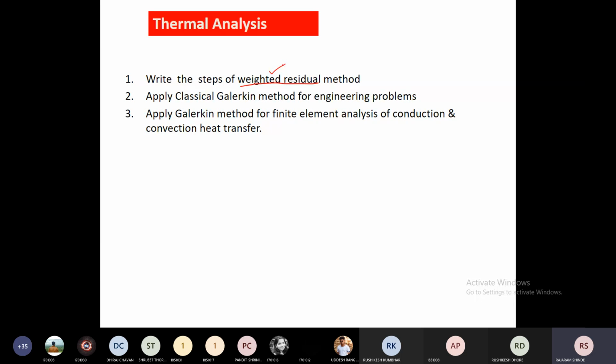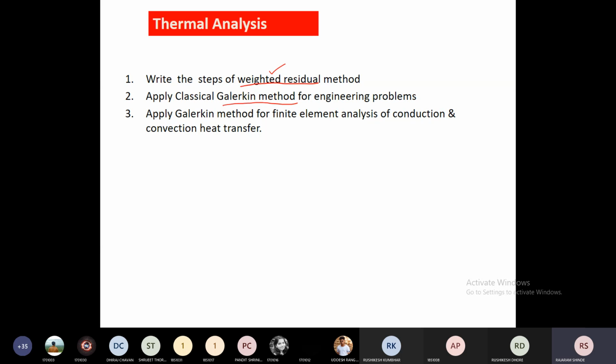Now, in the weighted residual method there are a lot of methods: point collocation, least square method, Galerkin method. Out of these, we are using the Galerkin method for formulation of the finite element equation of the thermal problem. This is a very useful method for solving differential equations or formulating finite element equations, and it is applicable in all disciplines. So it is very important to understand, and for the future also.